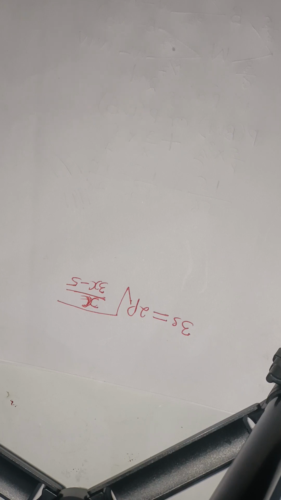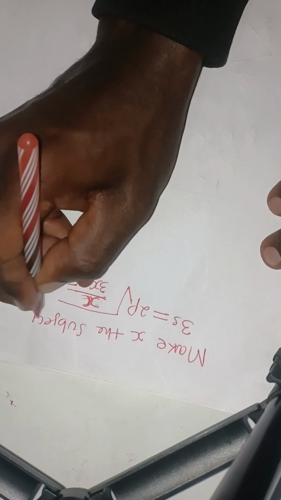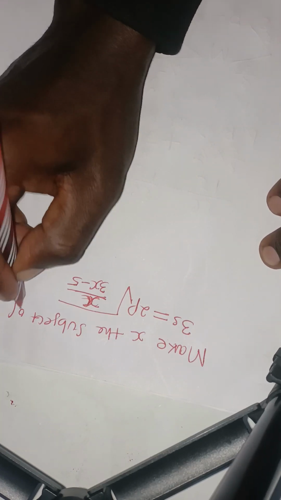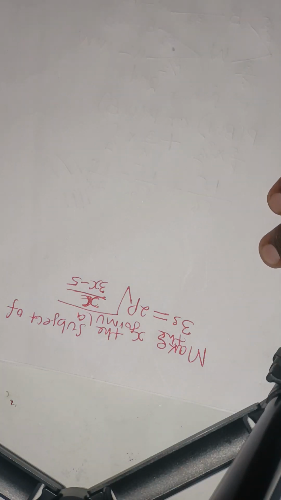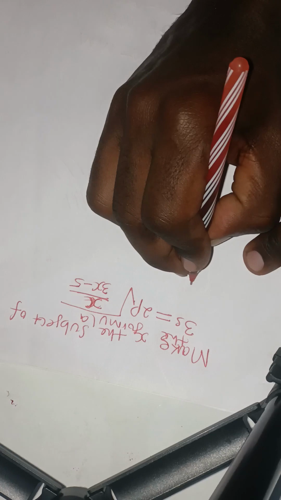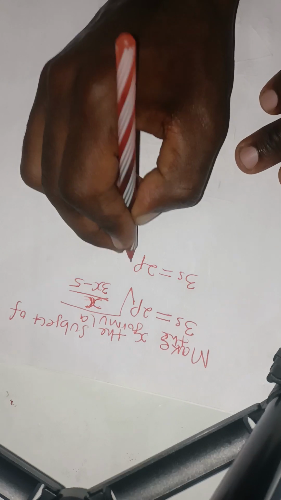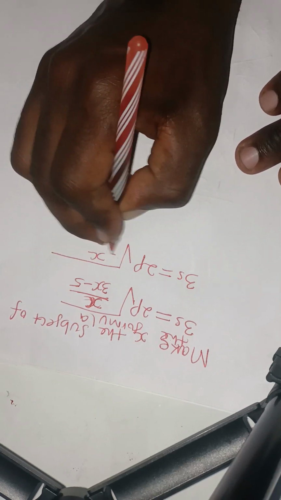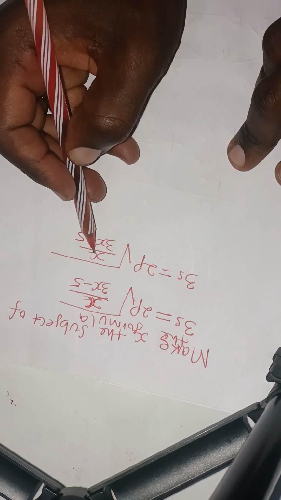So you've been told make x the subject of the formula, if I'm not wrong. Yes. Make x the subject of the formula. What are we supposed to do here? The question is 3s is equal to 2p followed by the square root of x over 3x minus 5. How do I make this x the subject of the formula?